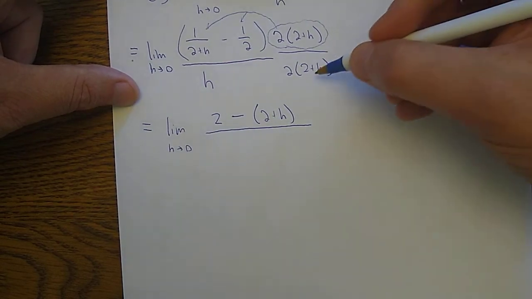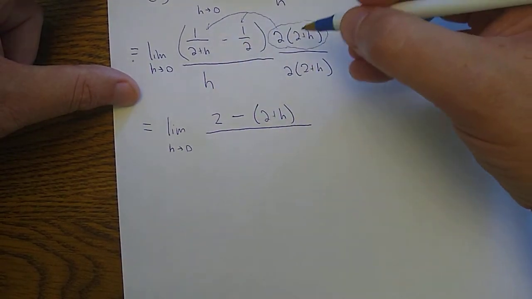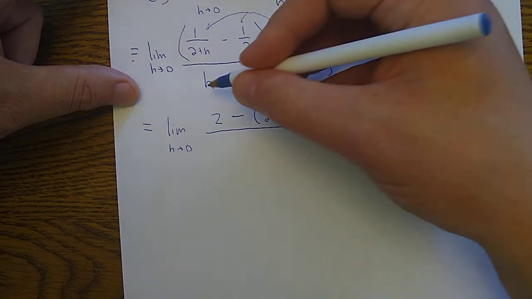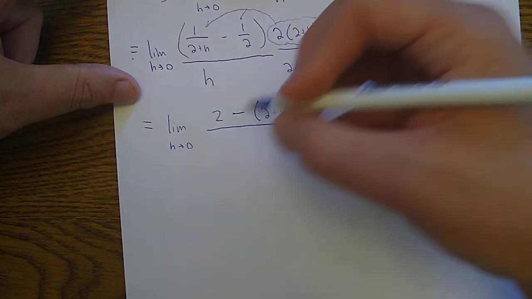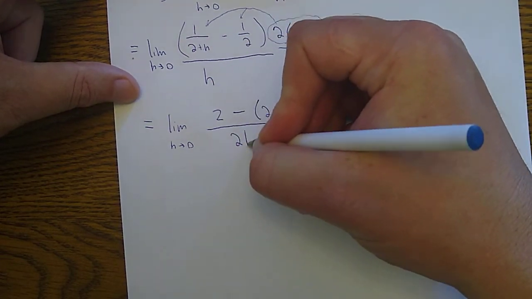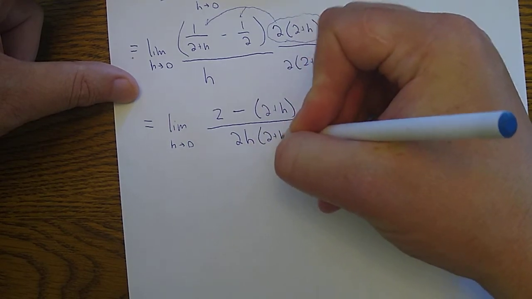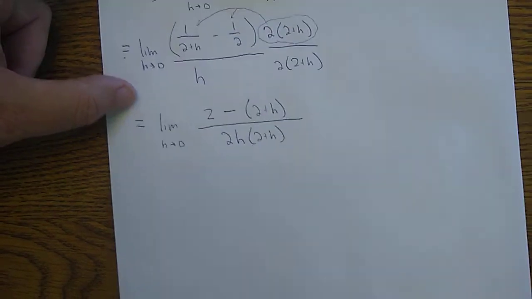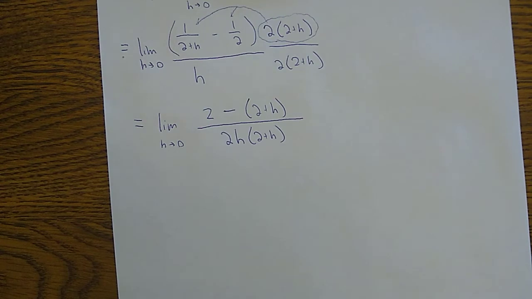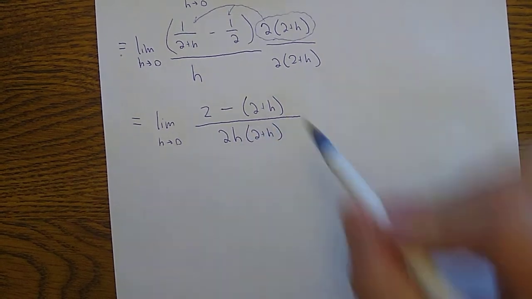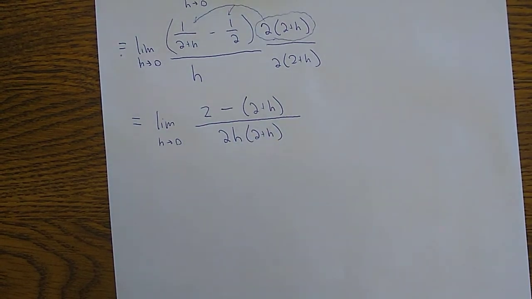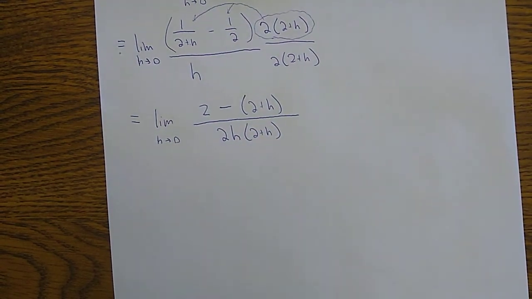On the bottom, my strategy is going to be similar to last time. I'm not going to multiply everything out. I'm going to keep it factored: 2h, 2 plus h. I guess I rearranged it a little bit, but I wouldn't say I multiplied it all the way out. I kept it factored. Now I'm hoping to cancel the h in the bottom, because once again, this h in the bottom is the main culprit that's causing me to divide by 0, which I don't like.